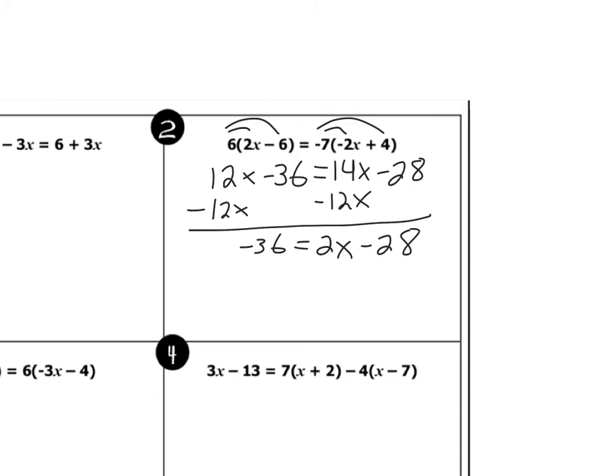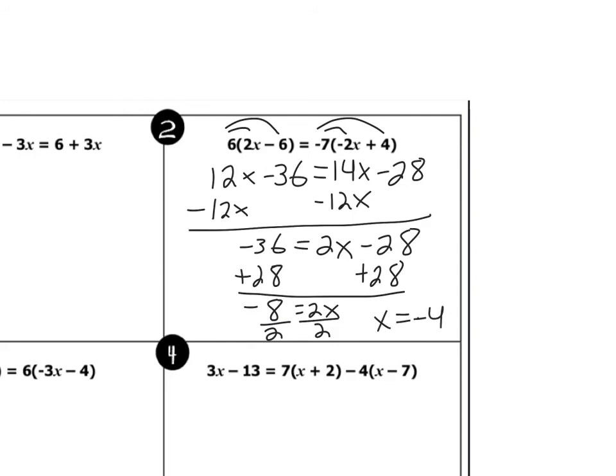Now this is just a regular 2-step equation. We add 28 on both sides. And we would get negative 8 equals 2x. Divide by 2 on both sides. And we get our answer, which is x equals negative 4.